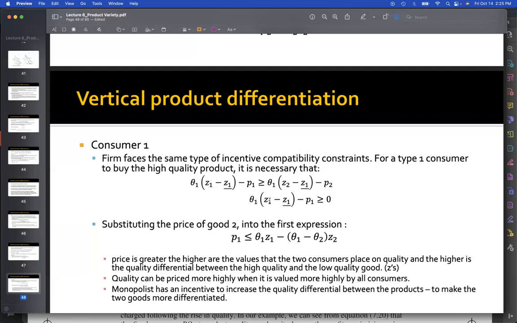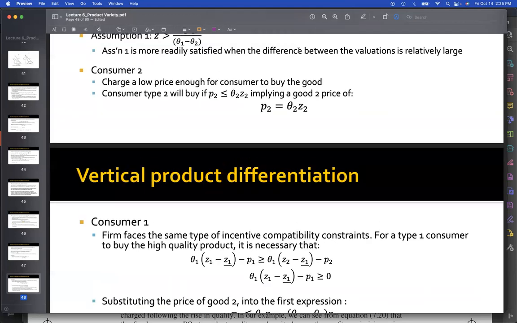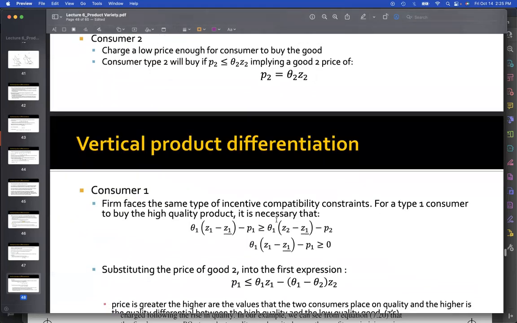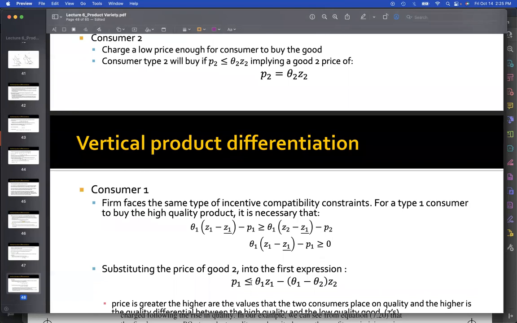Now, the first piece of derivation here is that you can substitute the price of good 2 into the first expression, which will give you the following. So maybe we can work on this in class. But this expression says that the price for good 1, okay, this is very similar to the price for good 2. This is the price for good 2, and this is the price for good 1. Except now it's lower by some amount.